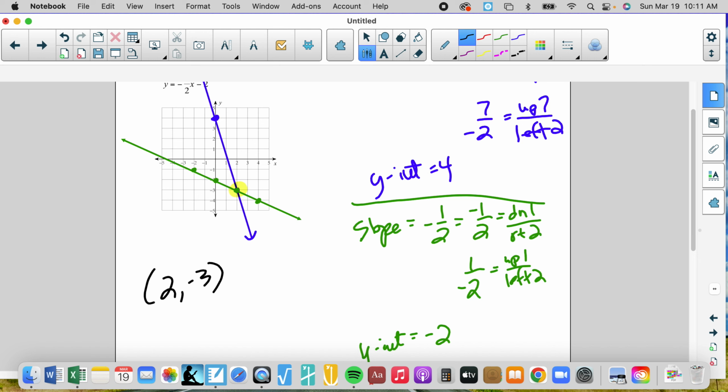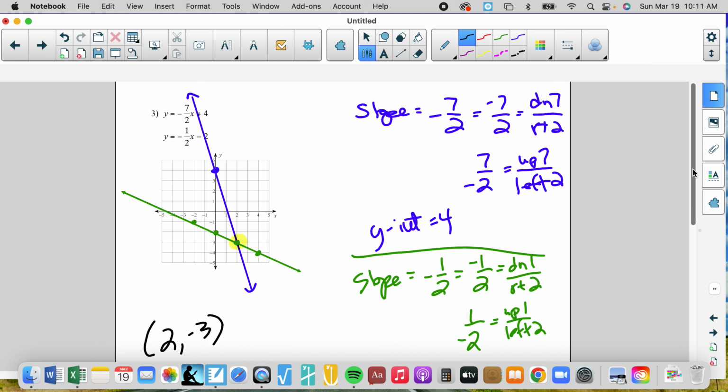2, -3. Quickly, I'm going to do mental math. So does -3 equal -7/2 times 2? That's -7 plus 4 is -3. That worked. And then the bottom equation, does -3 equal -1/2 times 2, which gives me -1 minus 2 is -3. So that worked with my check.